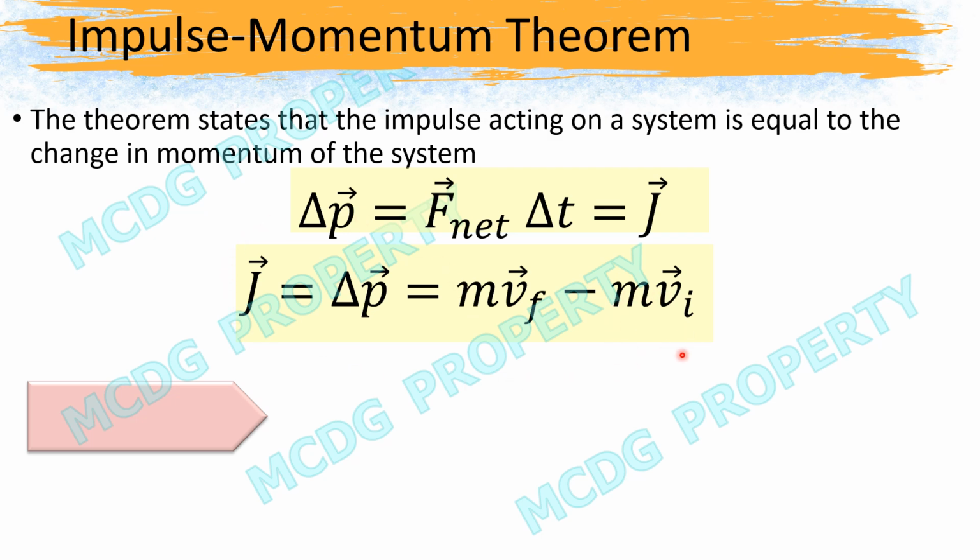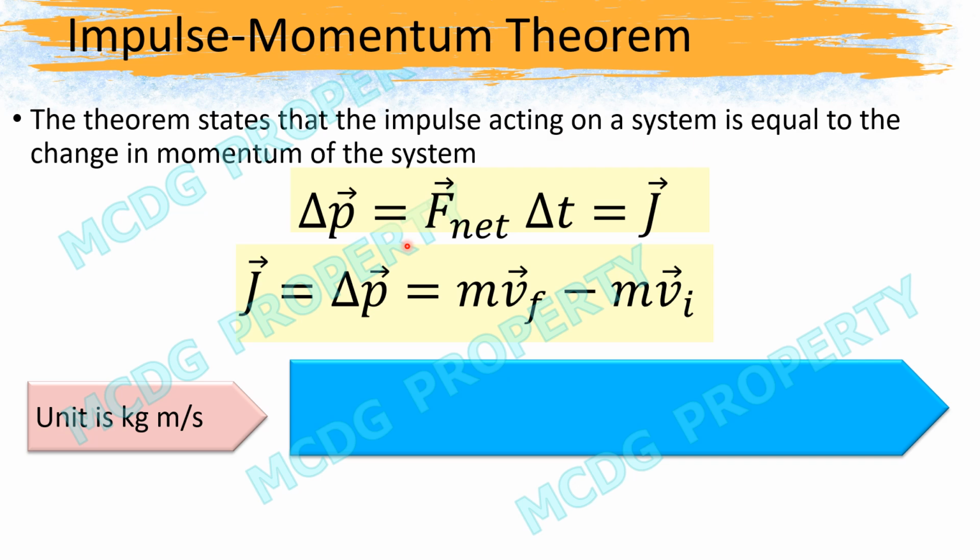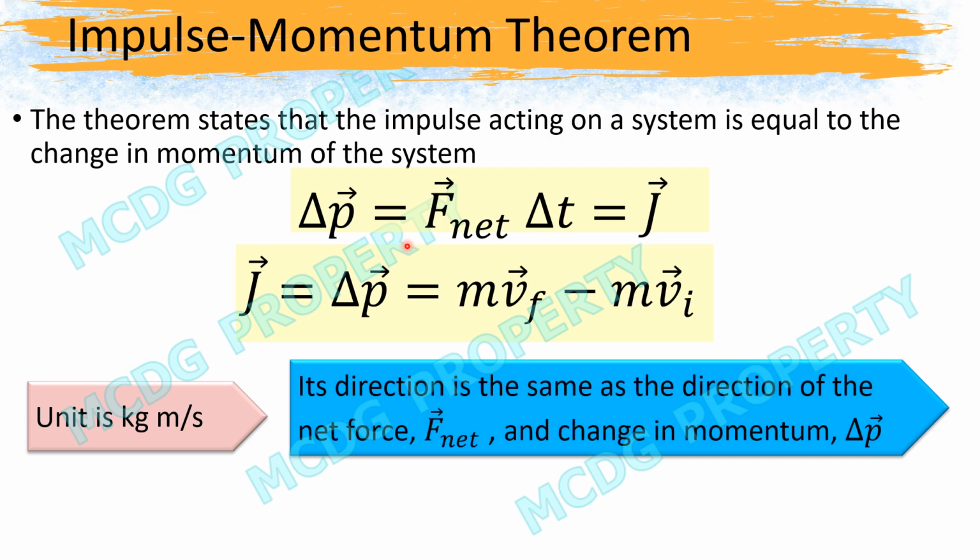You can see in this equation that impulse J has the same direction as the change in momentum and also the net force acting on the system. Also from the equation, you can see that impulse will have the same unit as momentum, and that is kilogram meter per second. Again, the direction of impulse is the same as the direction of the net force and the same as the direction of the change in momentum.